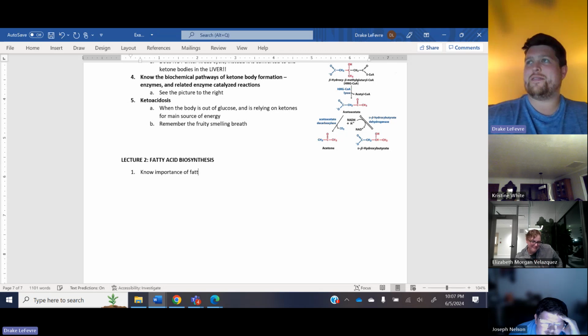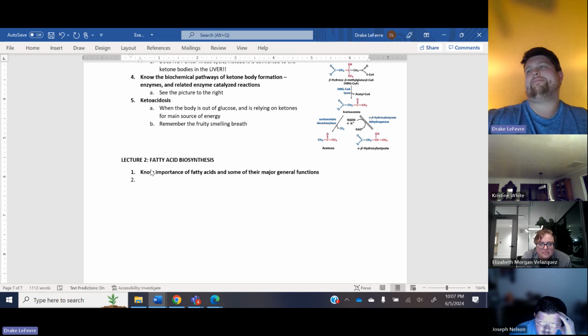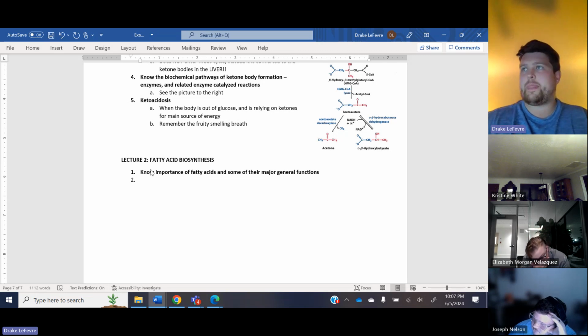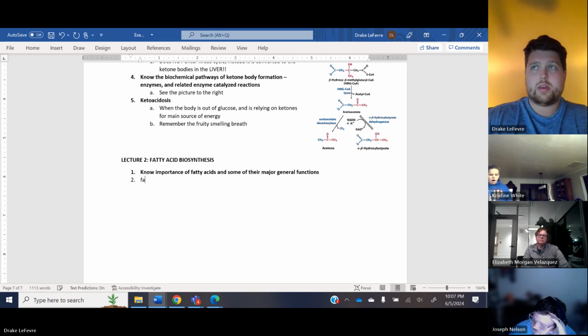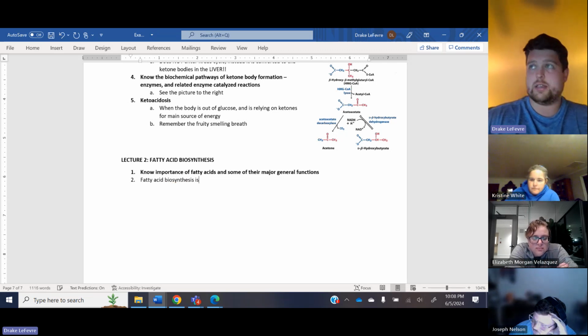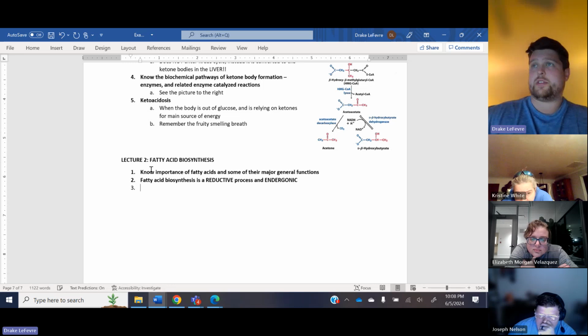Importance of fatty acids and some of their major general functions. I don't feel like we need to really answer that other than just leaving that there. They do all the different things. Cholesterol, they go towards membranes and energy and all that kind of good stuff. Fatty acid biosynthesis is a reductive process and endergonic. Again, that one's pretty self-explanatory.